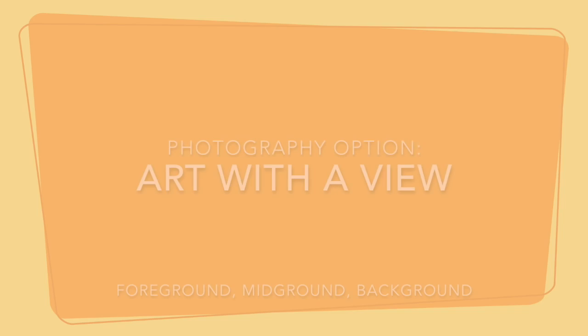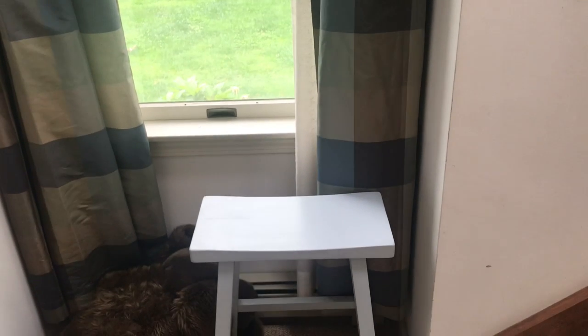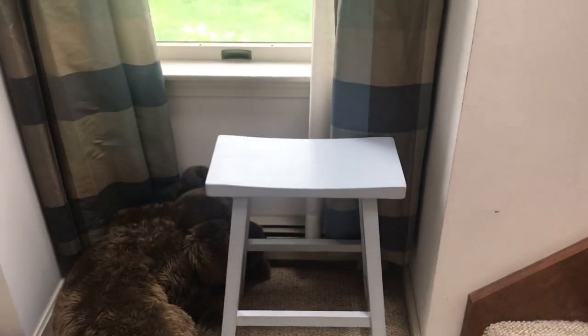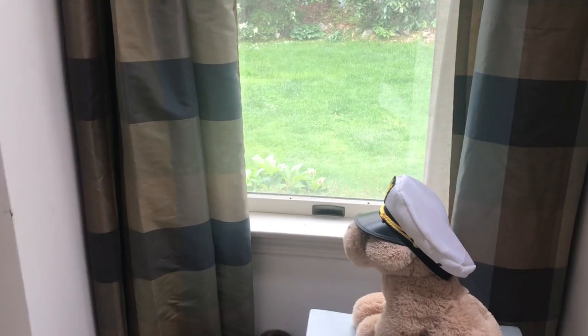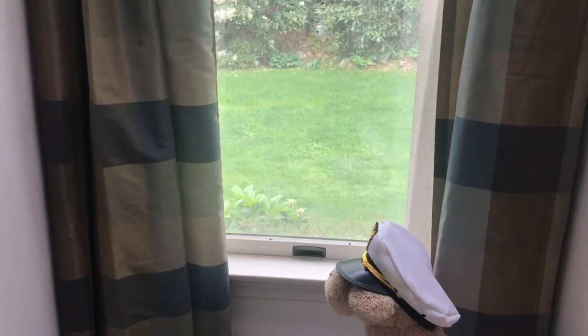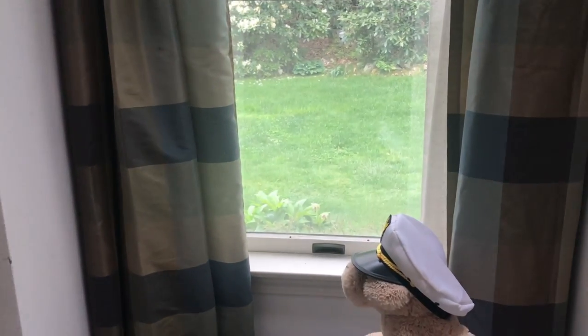Hang tight. This week, you also have the option of doing this project with photography. You can find a place in your home where you have a window, and you can set up a scene using foreground, middle ground, and background. I've set up a stool with a stuffed animal in front of the window to create my foreground. The window and curtains make the midground, and the front yard make the background.